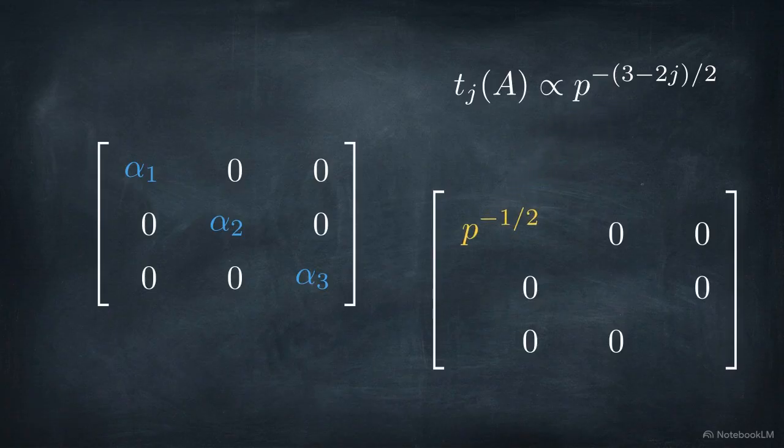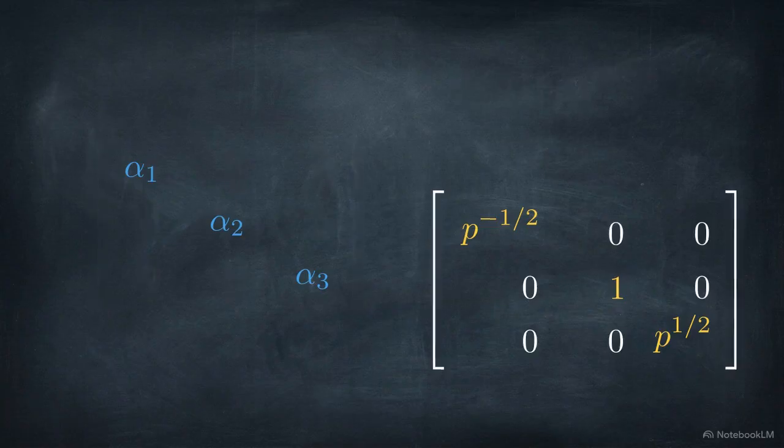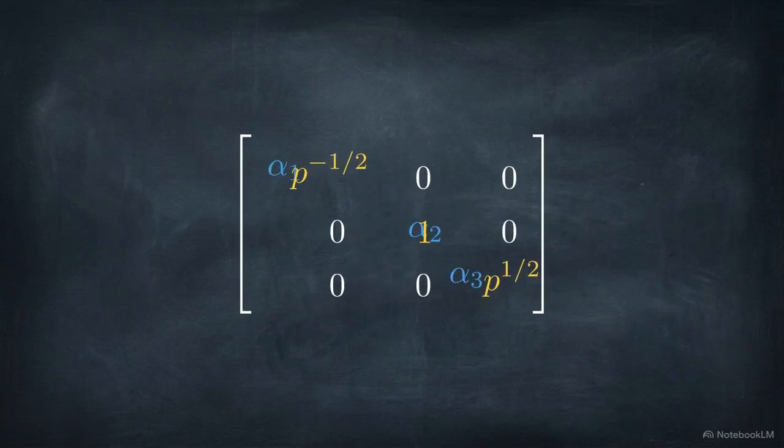For j equals 1, the result is p to the negative 1/2. For j equals 2, it's 1. And for j equals 3, it's p to the positive 1/2. This constructs the required scaling matrix. We multiply our diagonalized matrix by the scaling factor, merging them into a single, fully decoupled torus matrix.